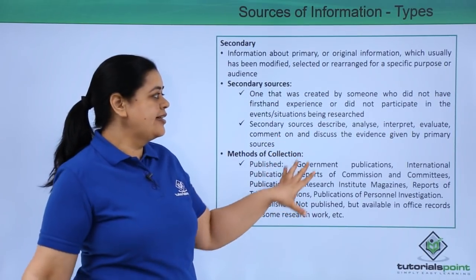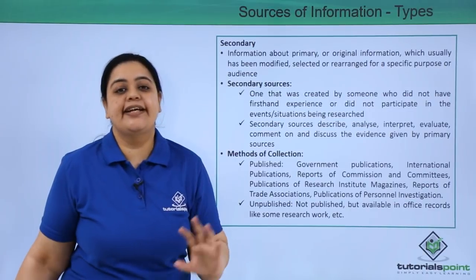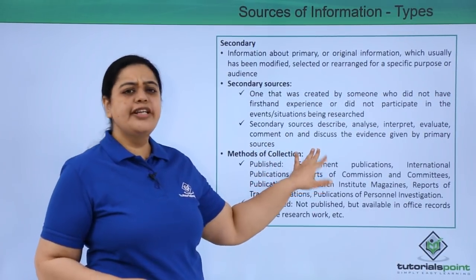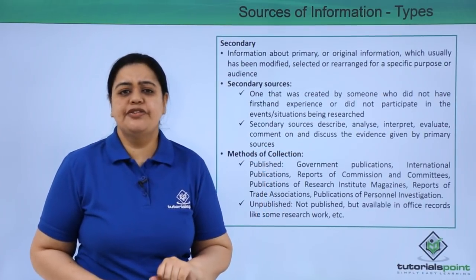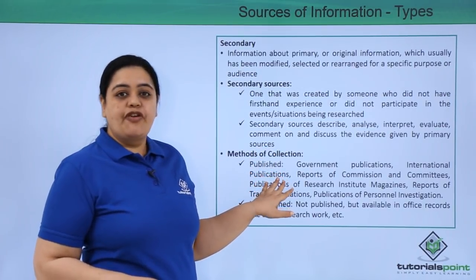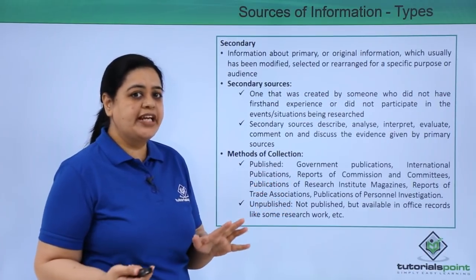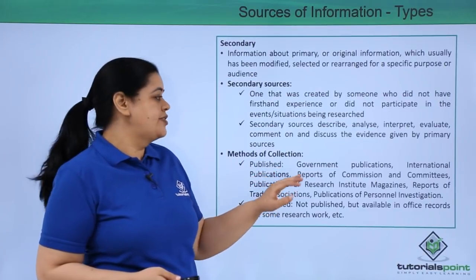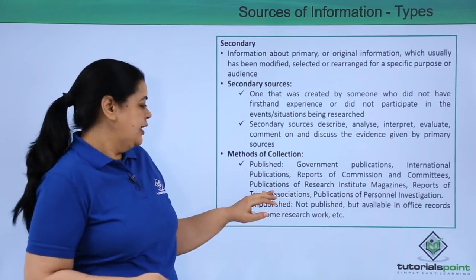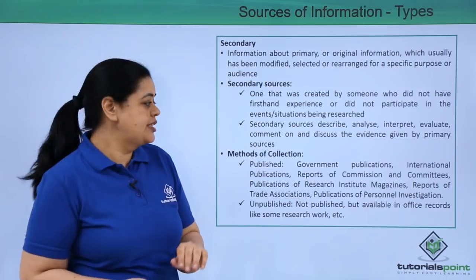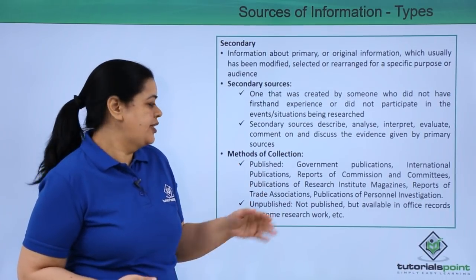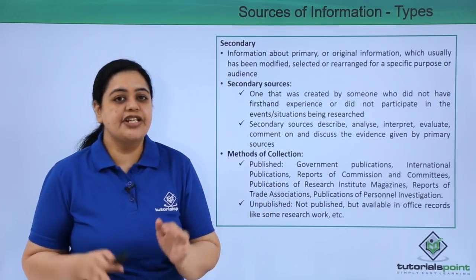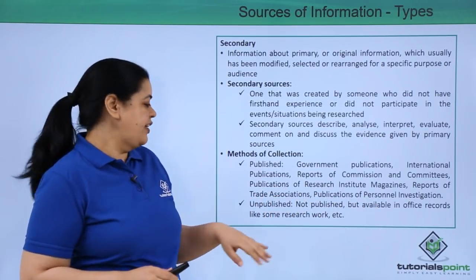So here what they have done, they have analyzed the data which was given to them by a primary source of information. What are the methods of collecting secondary source of information? See, it could be in the form of publications. So the government publications, your international publications, reports of commissions and committees, publications of research institutions, that is the magazines they come up with, reports of trade associations, publications of personal investigation, all these are sources of secondary information.